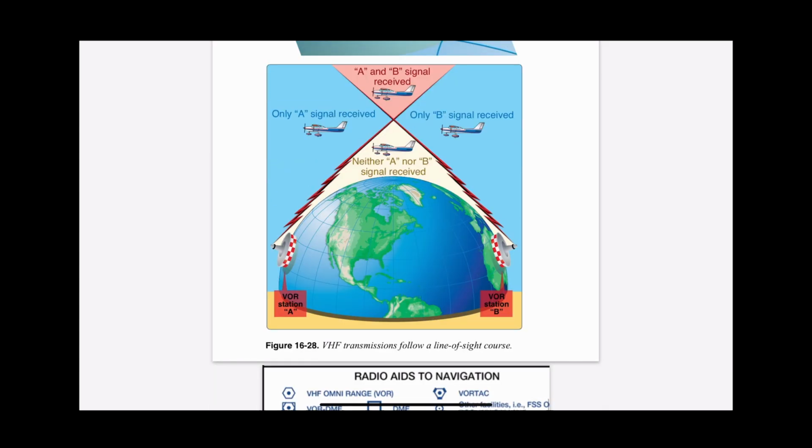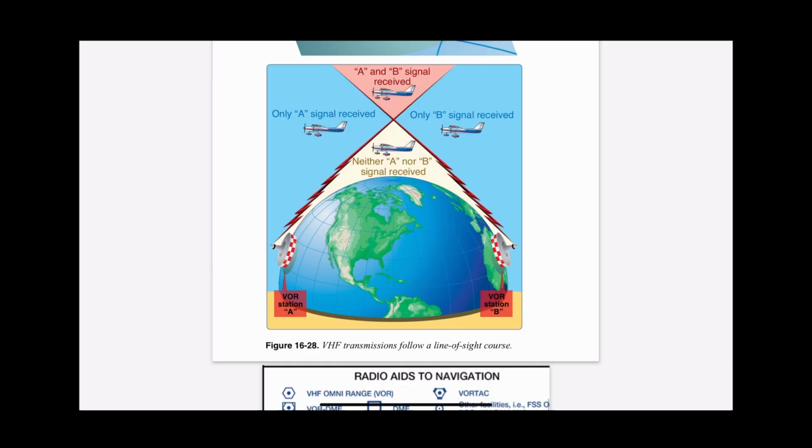So in order to receive signal from the VOR, you need to be within line of sight with the station. Here we're looking at figure 16-28 from the Pilot Handbook of Aeronautical Knowledge, and you can see that the curvature of the Earth can be a driving factor in your ability to not receive a VOR signal.